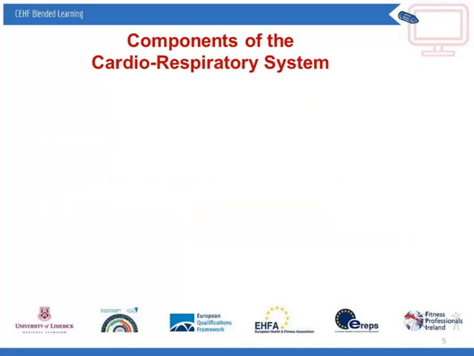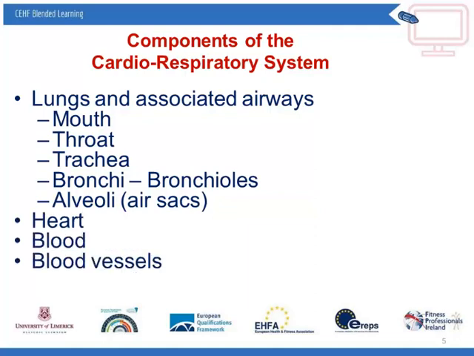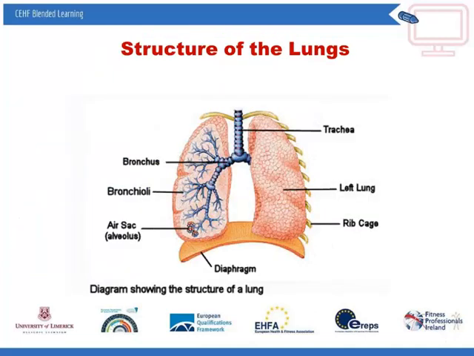The cardiorespiratory system consists of the lungs and its associated airways, which are the mouth, throat, trachea, bronchi, bronchioles, and alveoli, or air sacs. It also consists of the heart, the blood, and the blood vessels. In this lesson, we are going to look at the structure and function of the lungs. Let's look at the structure first of all.